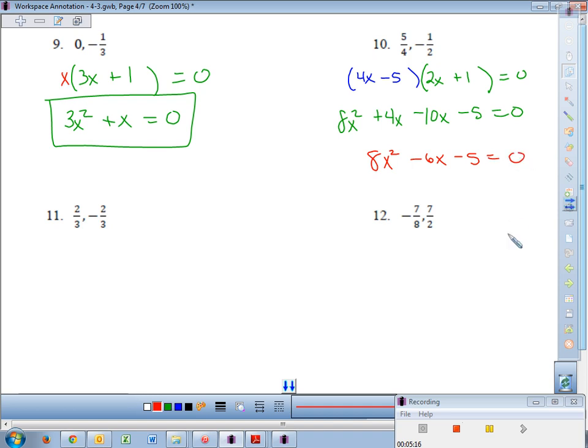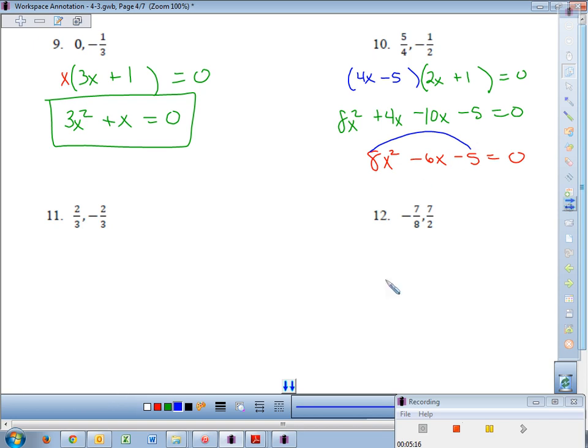Is everyone cool with that? Yeah. Now watch this. Let's pretend I ask you to factor this. Is the a value 1? Yes or no? Nope. Is there a GCF you can take out? Nope. Is this a difference of squares? Nope. Is it a perfect square trinomial? Nope. So it's frowny face.